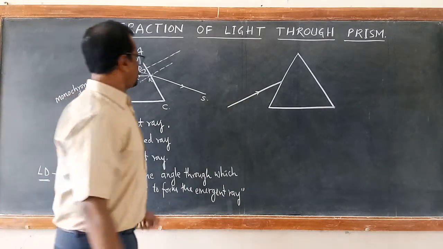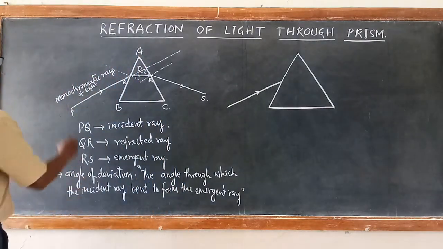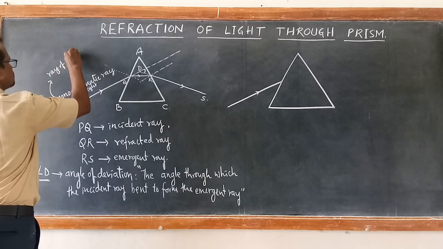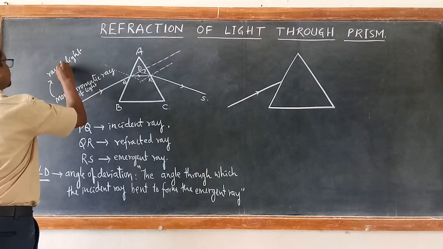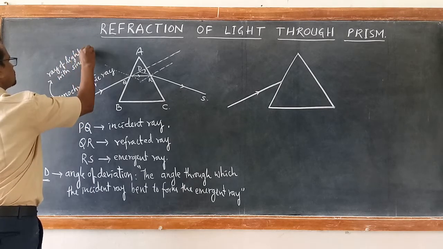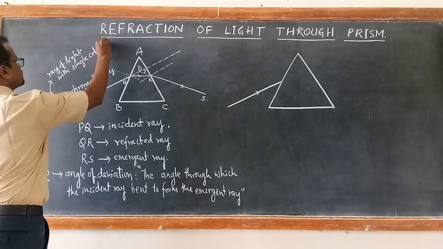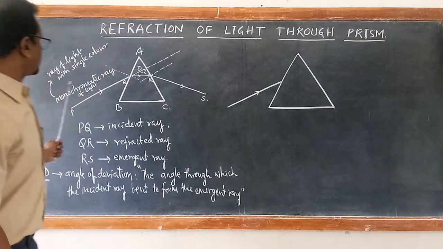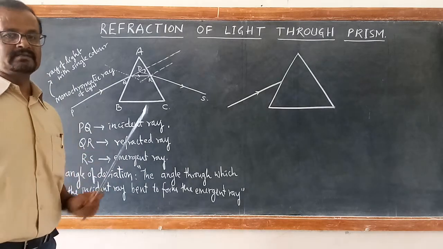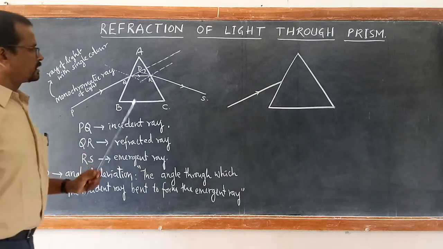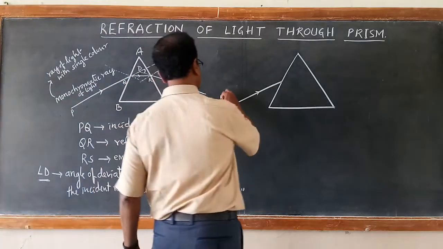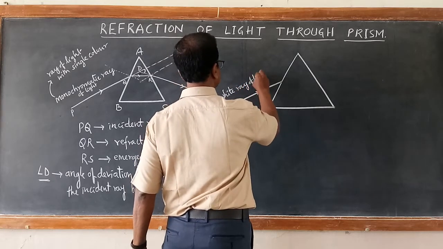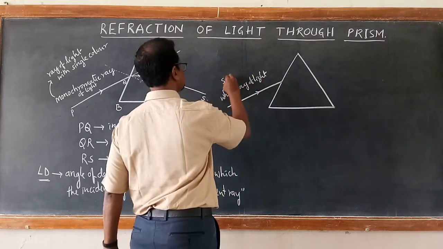Okay. Now we have taken monochromatic ray of light. Monochromatic means ray of light with single color. Single color, then you are going to note down that color is due to its wavelength. So a ray of light with a single wavelength is called as monochromatic ray of light. Here it is white ray of light, or you can say sunlight.